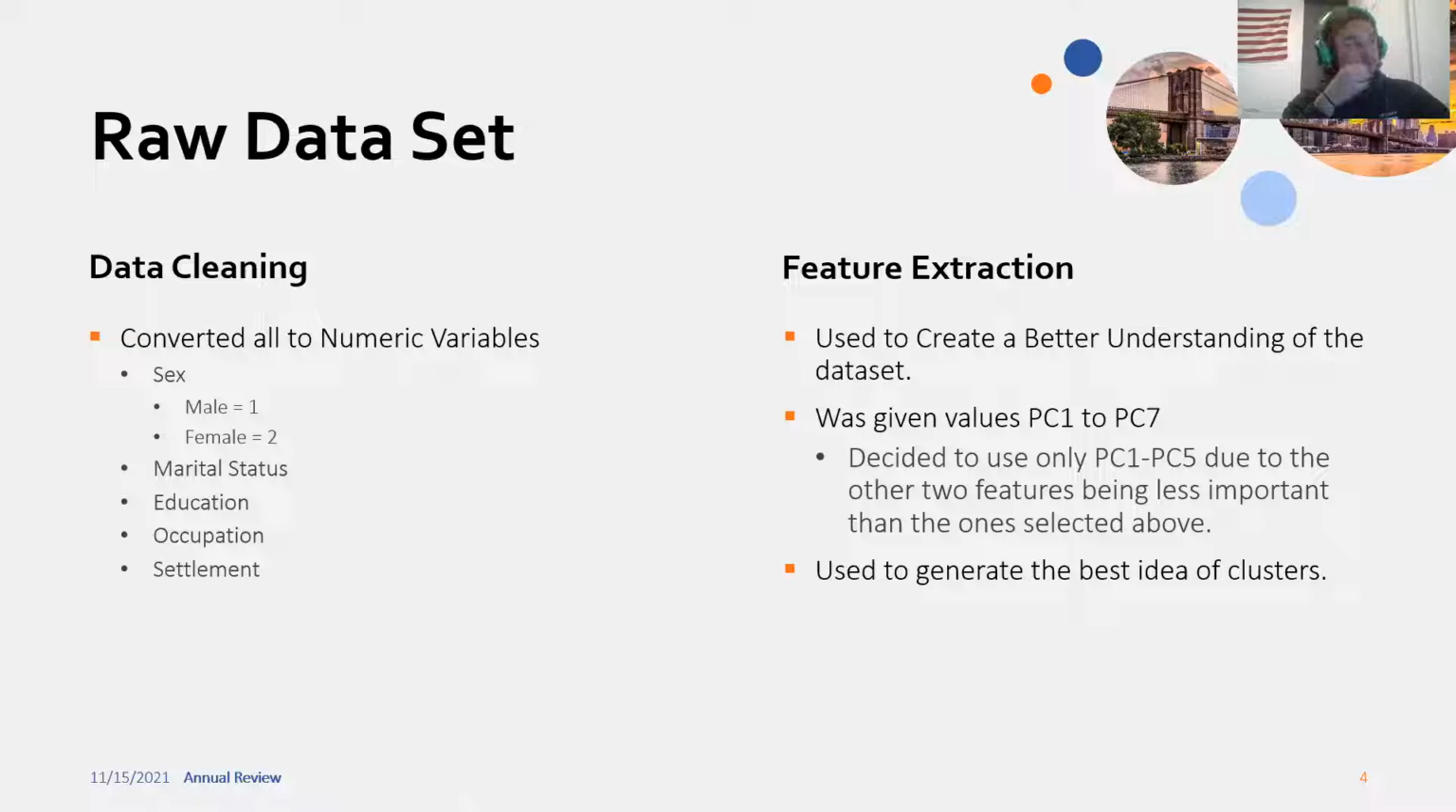And then I used this data and feature extraction to get a better understanding of what the data sets were. And I was given a PC1 to PC7 value, but then I decided to only use PC1 to PC5 due to these being the only important ones in the data set. And once again, I used feature extraction to try to get a better understanding of these clusters as a whole, rather than using all of the normal data.